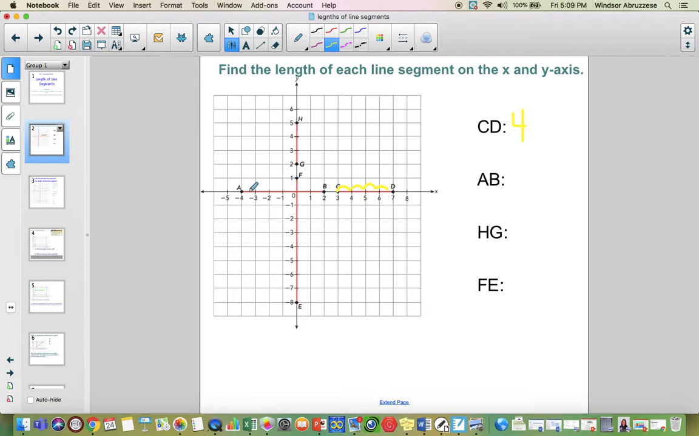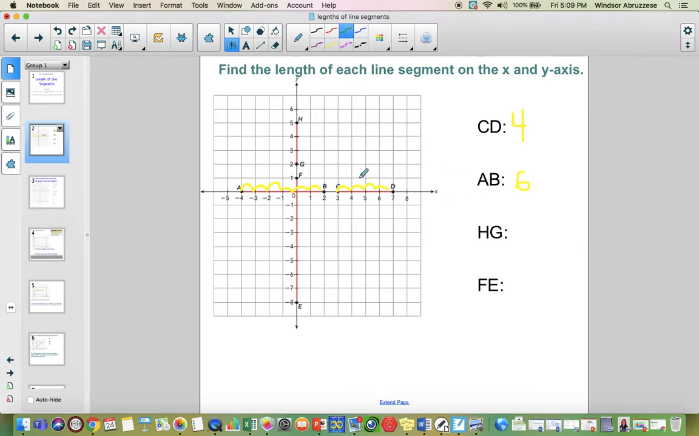Let's look at AB. Here's A at -4, and B is all the way here at +2. So look at the number line. I go from -4 to 0. What's that distance? And then plus another 2. So again, you can count. Go 1, 2, 3, 4, 5, 6 units. AB is 6. I went from -4 to 0, that's 4 away, and then plus 2 more is 6.